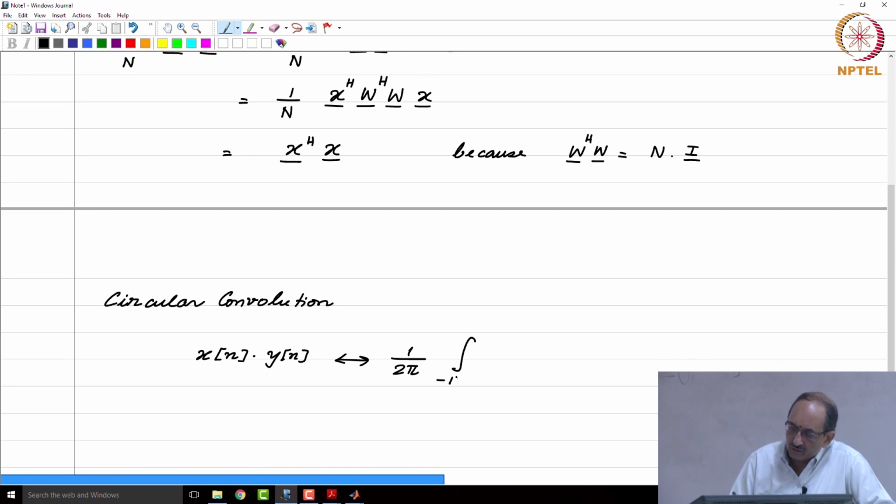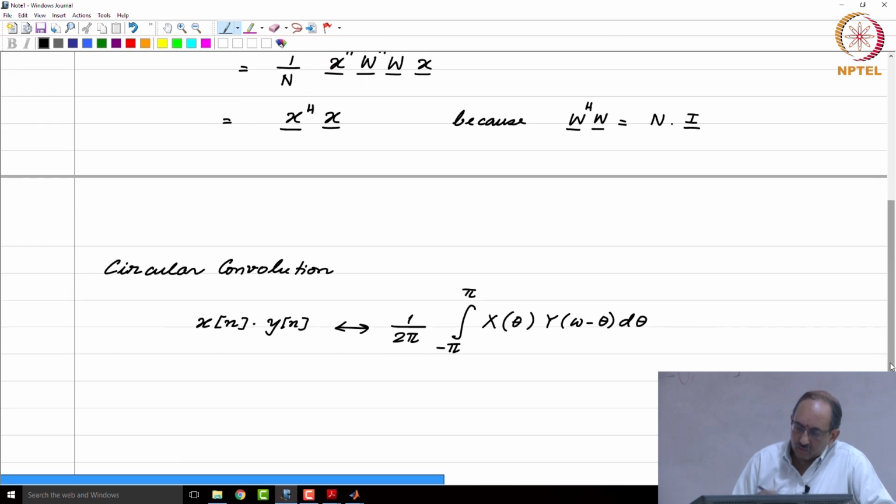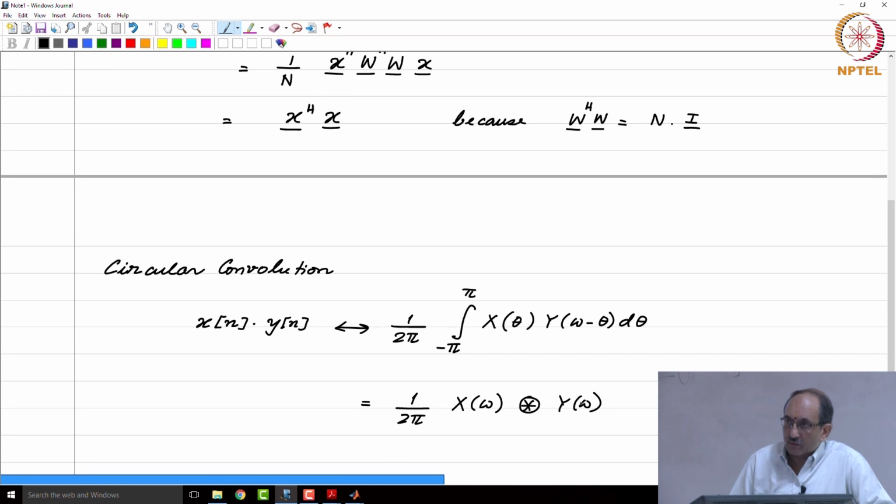However, in this particular case, the frequency domain transforms are periodic with period 2 pi, and hence recall we use the x of omega notation here. If you look at this definition, we made the remark that this is nothing but 1 over 2 pi x of omega convolved with y of omega, except that this convolution is circular convolution and not linear.